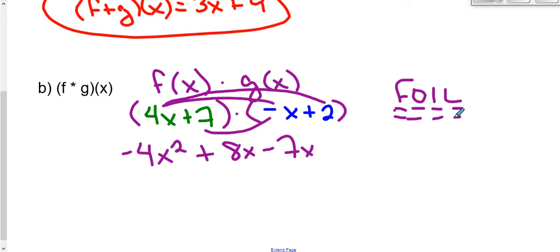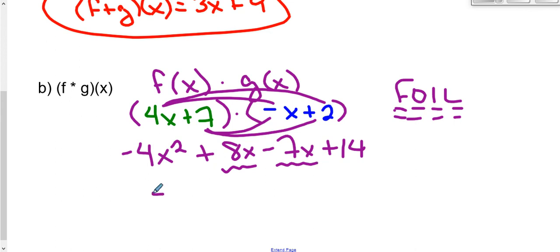And then I will multiply the last terms together. The last on the left is 7, the last on the right is 2. Multiply those together, I get a positive 14. All I have to do to finish this problem is combine my like terms right here in the middle, and I will have simplified, and this equation will be done.